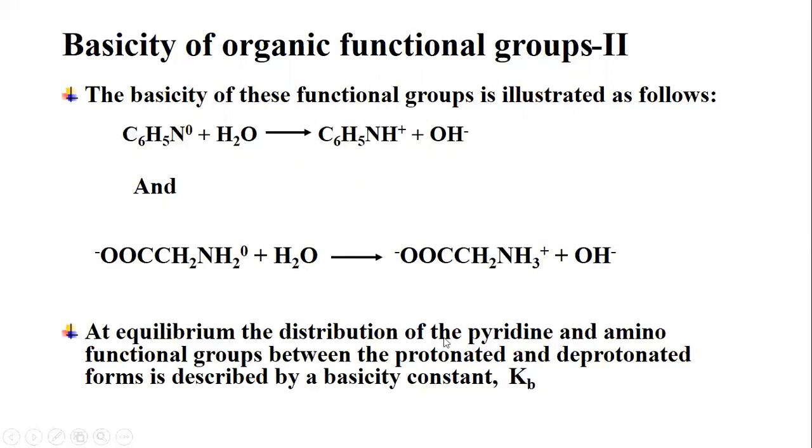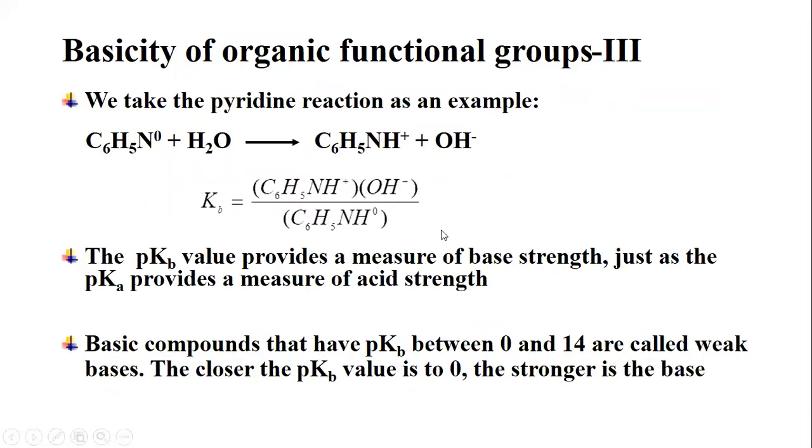At equilibrium, the distribution of the pyridine and amino functional groups between the protonated and deprotonated forms is described by a basicity constant. Since they are bases, we will call that Kb. We take the pyridine reaction as an example. This is pyridine and water. It took hydrogen and it released OH from water. Again, we write the equation. In this case, remember, pure water, its activity is 1, so it does not appear in the equation. All the rest of them have to appear, but not water.